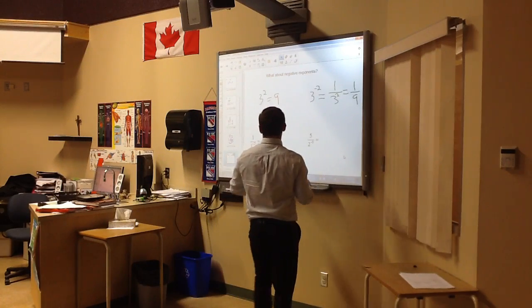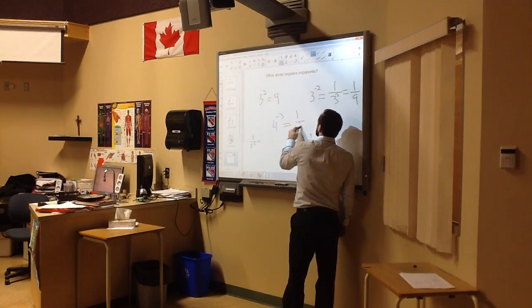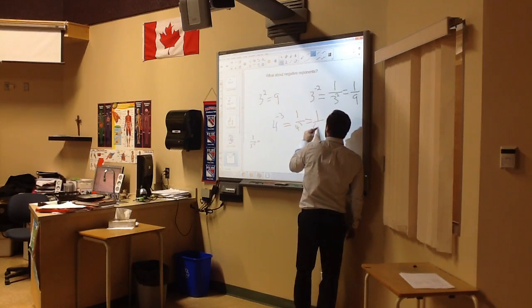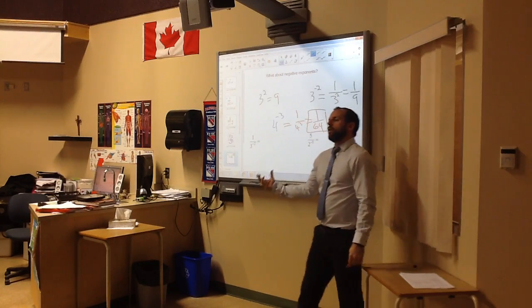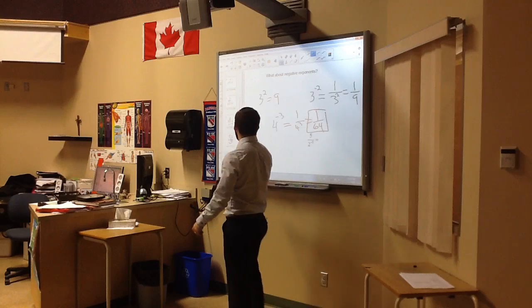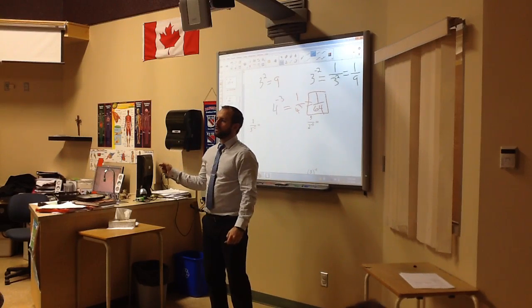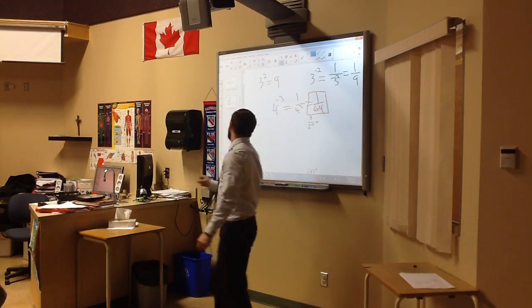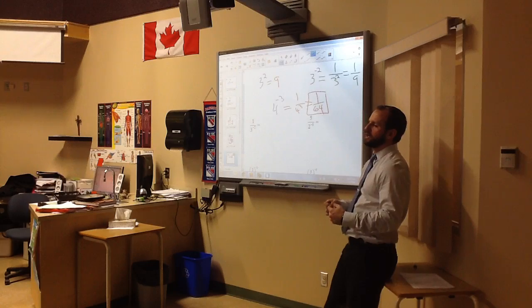Okay, first one. 4 to the power of negative 3. I can rewrite it as 4 to the power of 3, which equals 1 over 64. Now, what happens if I have a term? We good? Okay. What if I have 1 over 3 to the power of negative 2?